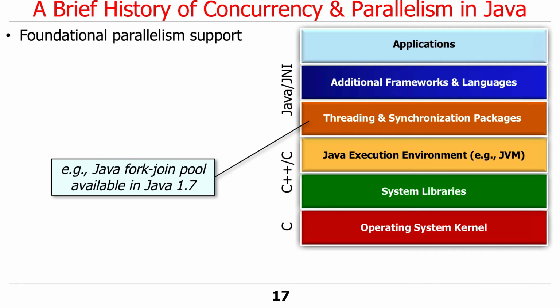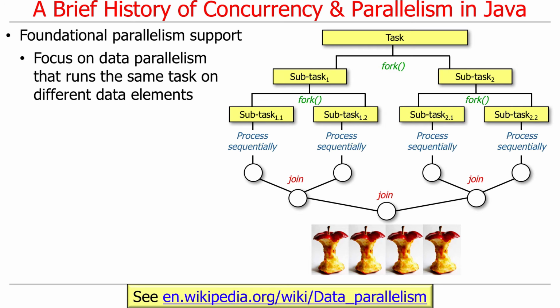With Java 7, which I think probably came out maybe in 2010-ish, don't quote me on that, but it was around that time, they created something called the fork join pool, which is a really interesting data parallelism framework that allows a task to be run on different elements in a large data set. So you've got a task, you can split it up into subtasks, and each subtask takes a different subset of the data and then goes ahead and runs the processing in parallel.